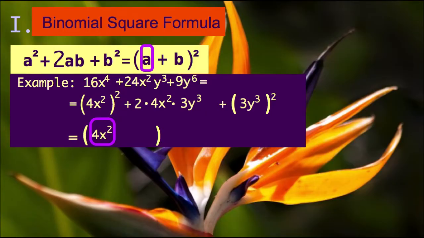So a here is represented by 4x squared. And b is 3y cubed. So we have the binomial square 4x squared plus 3y to the third, everything squared.